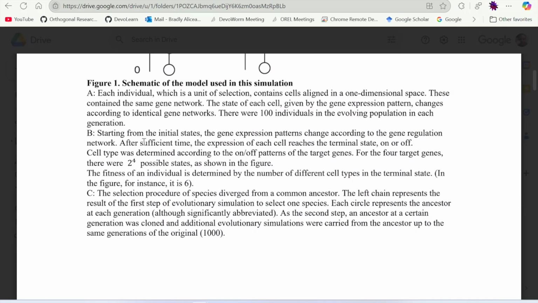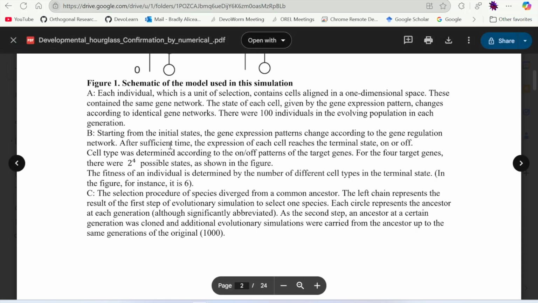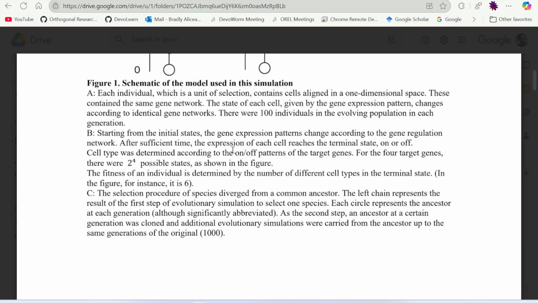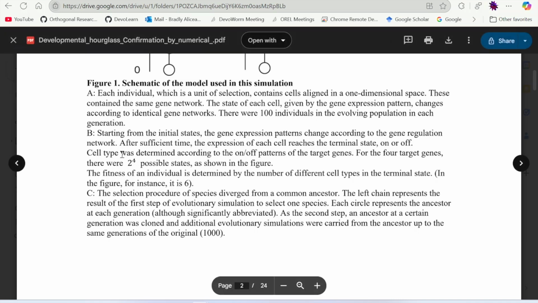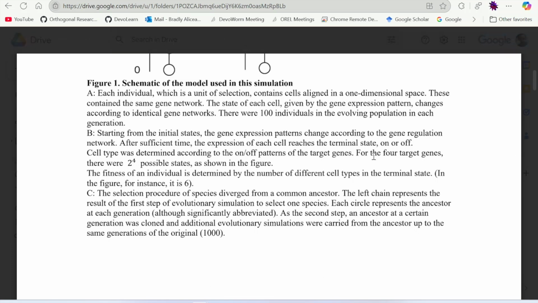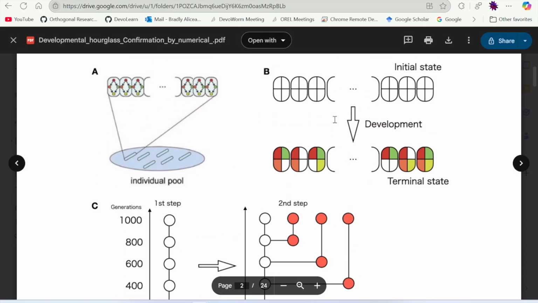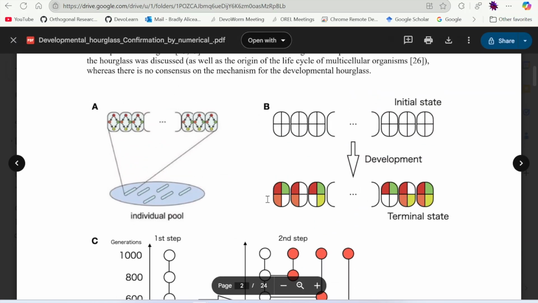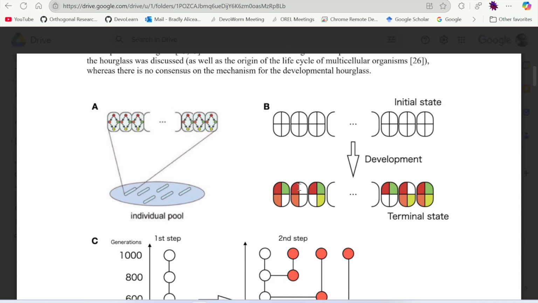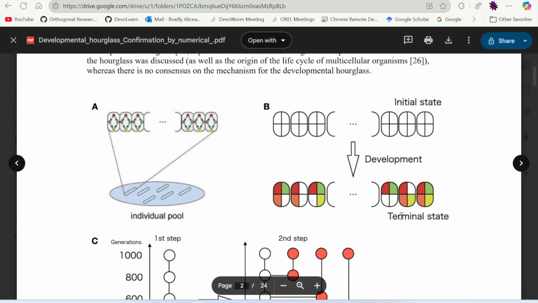In B, starting from the initial states, the gene expression patterns change according to the gene regulation network. After sufficient time, the expression of each cell reaches the terminal state, on or off. Cell type was determined according to the on-off patterns of the target genes. For the 4 target genes, there were 2 to the 4th possible states. So here we have the initial state and then development, and we have these different states that are colored, and then we have the terminal state.